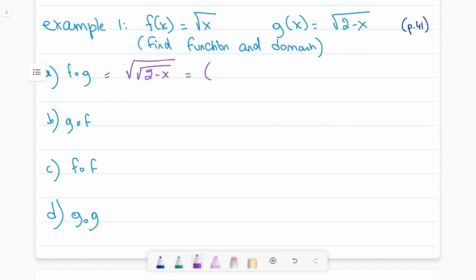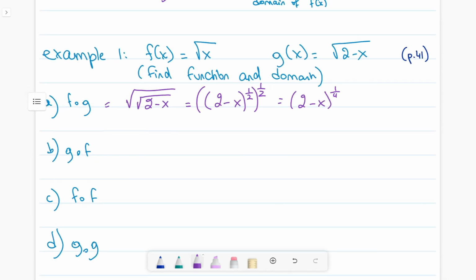This will give me, I want to simplify it using exponent rules that we learned earlier. So this is 2 minus x to the power of half, all of that to the power of half. I can multiply the exponents, which becomes 1 divided by 4. This is the function that I get.